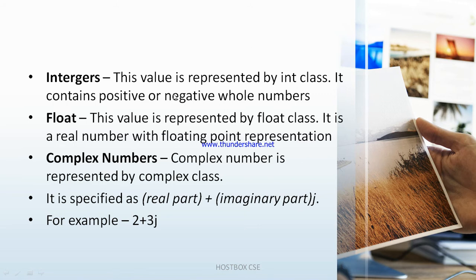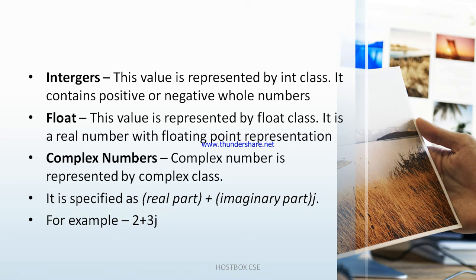For example, you can say a is equal to 10 or a is equal to 12. Then float. This value is represented by the float class. It is a real number with a floating point. For example, you can say b is equal to 7.5 or 8.5. Then complex number. As you know, a complex number is represented by the complex class. It may be specified as a real part plus an imaginary part, for example -2 plus 3j.